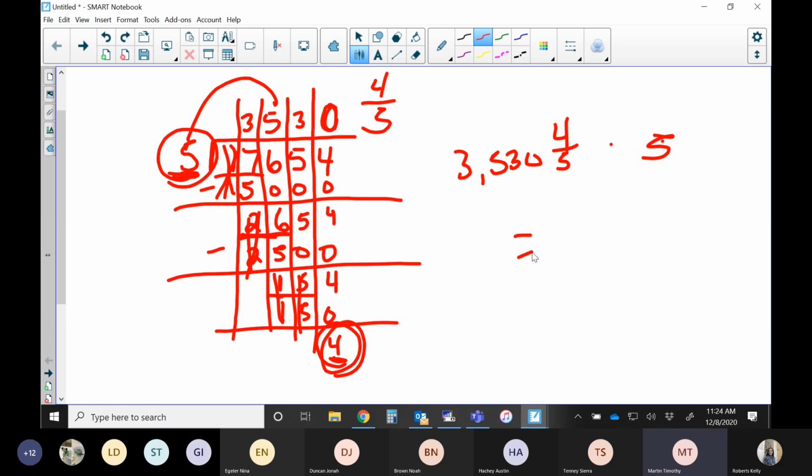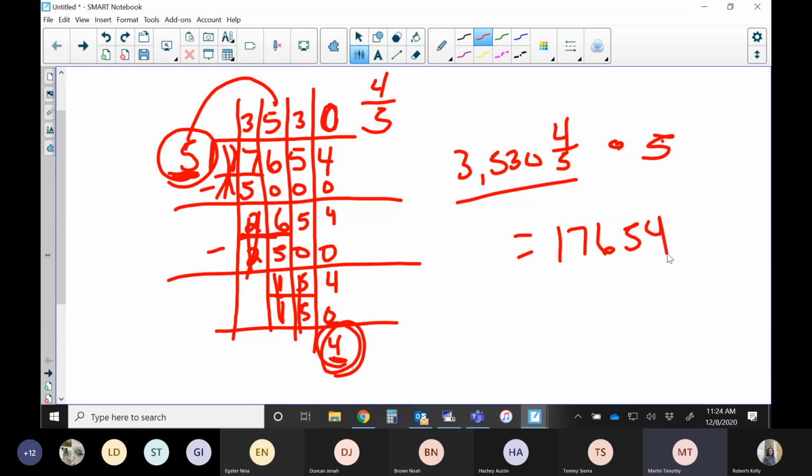Kelly, do you know what number you'll get? Wait, sorry, you cut out. Could you repeat the question? If you multiplied 3,530 and 4/5 times 5, what number will you get? The number we started with, 17,654. Yes, you will. That's what division is, remember?